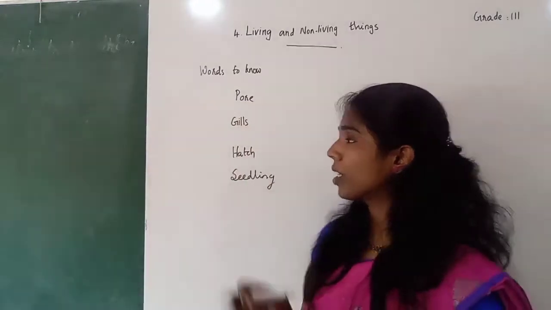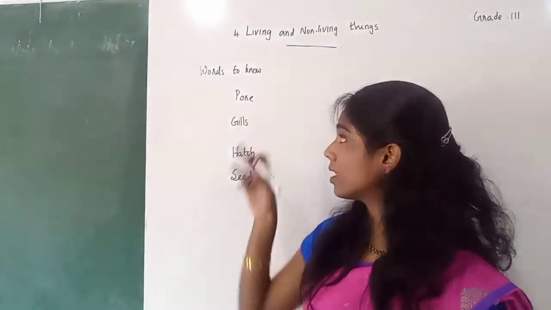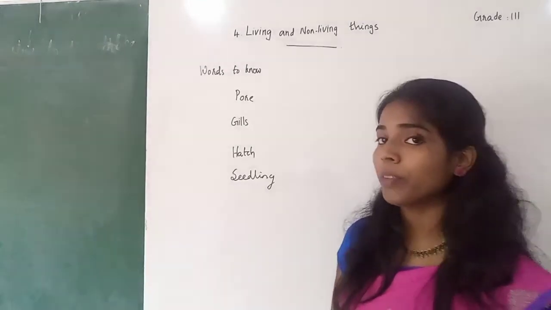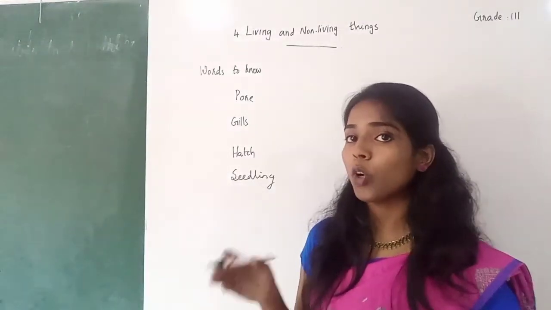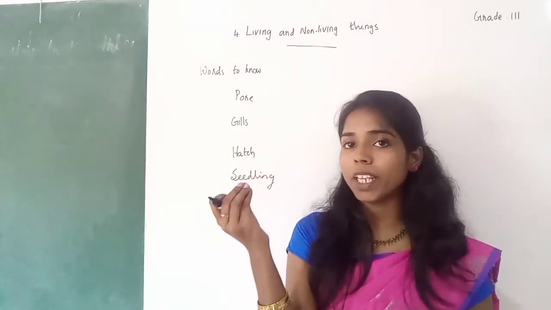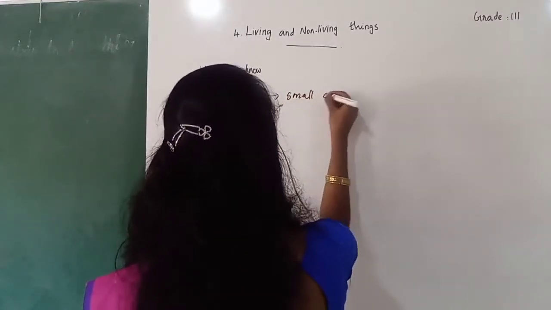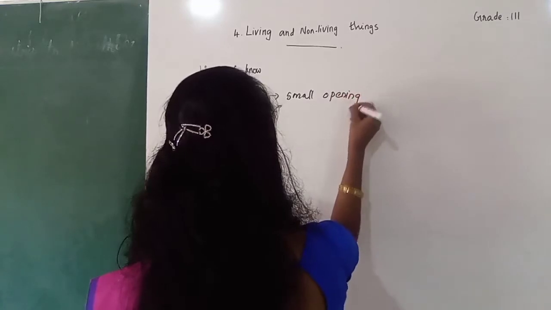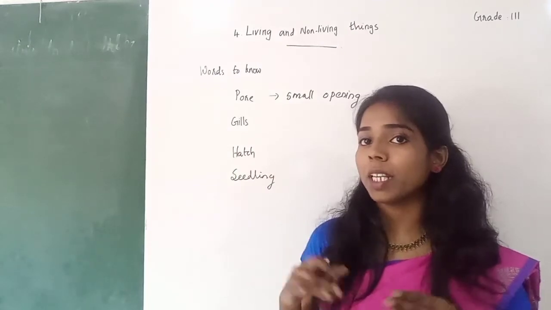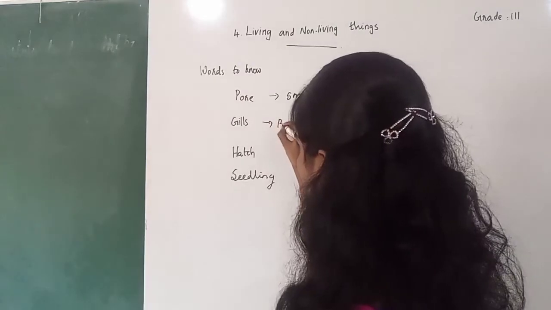First one, pore. Did you remember this word, pore? Where did you hear about this word? Pore is in features of living things, right? The plants breathe with the help of pores, right? So pores means a small opening on the surface, okay? Next, gills. The fish can breathe with the help of gills. So gills are the breathing organ of fish.